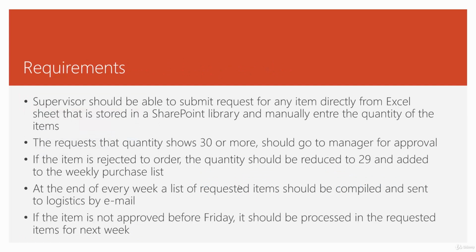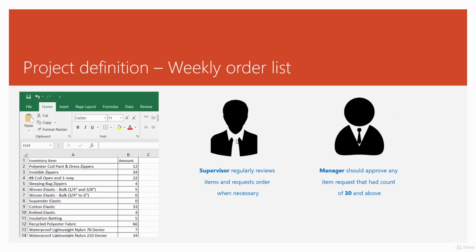So here's a detailed document. The supervisor should be able to submit requests for any item directly from Excel that is stored in SharePoint. So this Excel sheet is already in SharePoint Online, and this guy should be able to manually enter the quantity of the items. So basically, if he wants to order a sleeping bag zipper, he should be able to pick the sleeping bag zipper right on the list, with a place where he can enter the quantity of this item, for example, 5, 10, 20, or whatever, and then submit it.